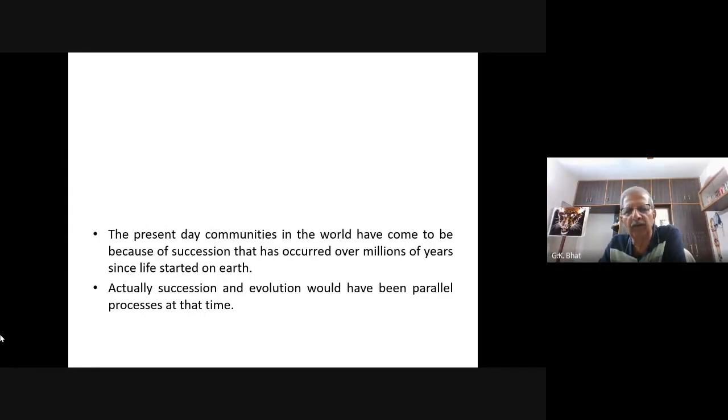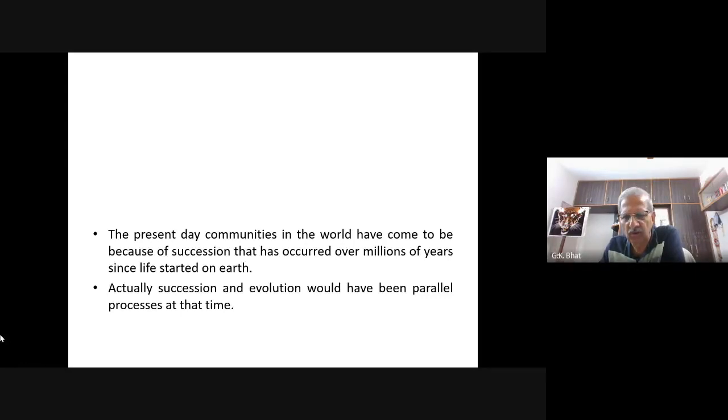The present-day communities in the world, whatever you come across, as I told you, in some places a desert, in some places grassland, in some places forest, in some places river, in some places ocean. All these present-day communities have come to be because of succession that has occurred over millions of years since life started on Earth.